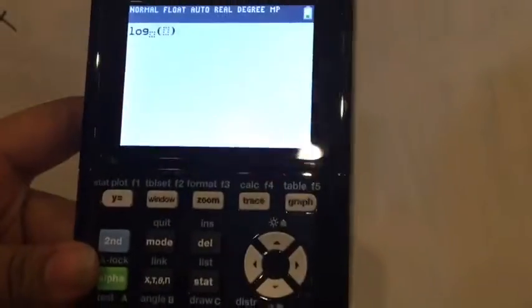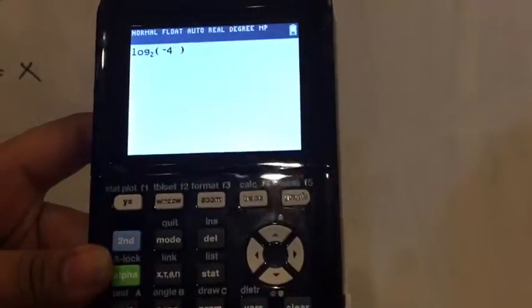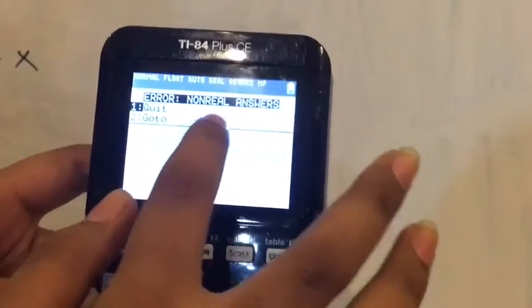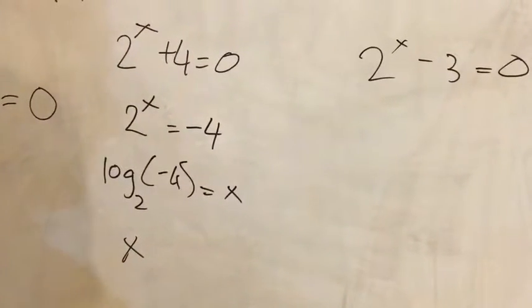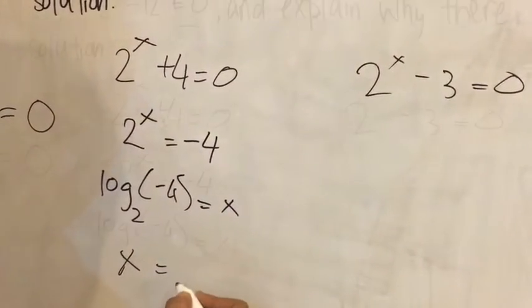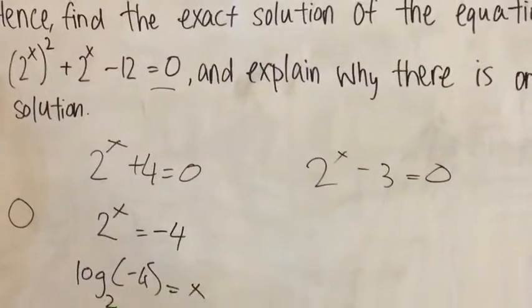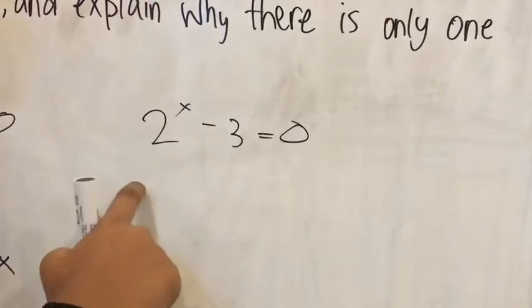math, and so the base is 2 and the value is negative 4, and as we can see it says error because it's a non-real answer. So therefore x equals negative 4 is not an exact solution of the equation as the question asks. So moving on to solve the other part.